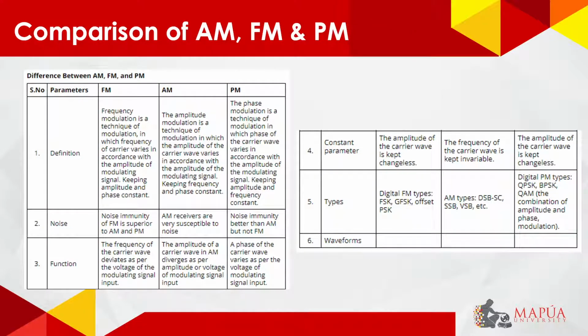So here is the comparison of the AM, FM, and PM modulations. We can see here the definition of the three. Frequency modulation is a technique of modulation in which the carrier varies in accordance with the amplitude of the modulating signal. Amplitude and phase are constant. Same with the AM here, and also the PM.